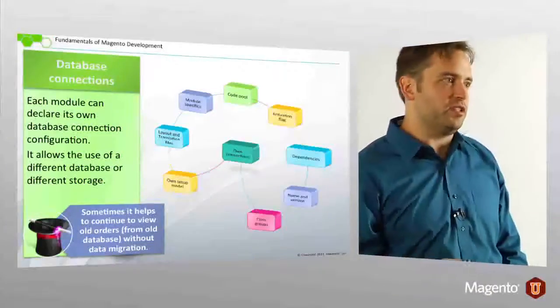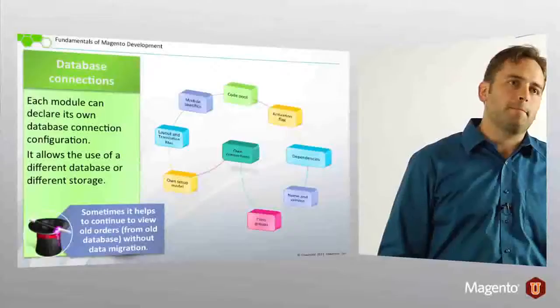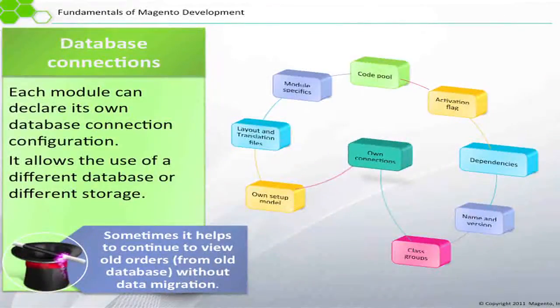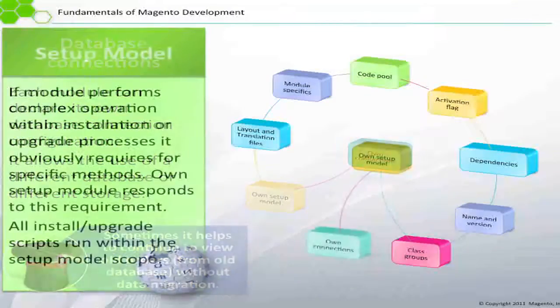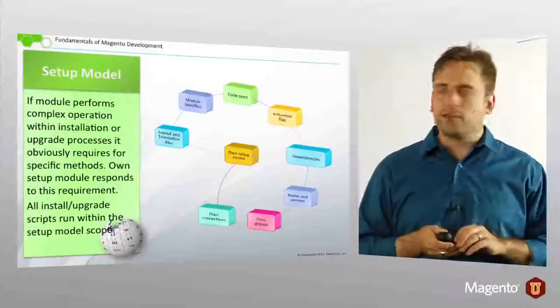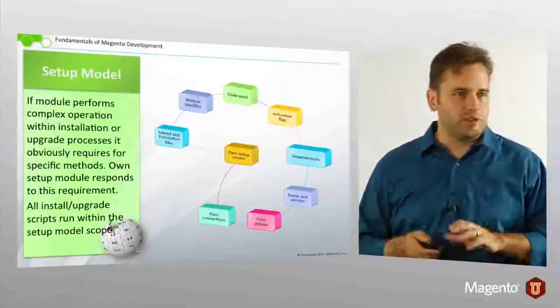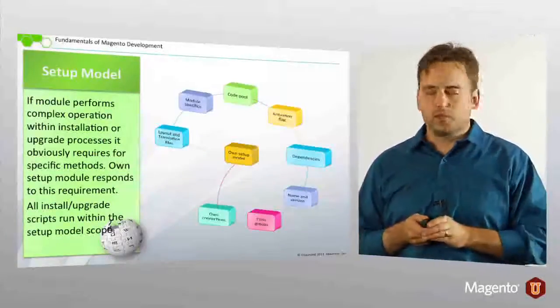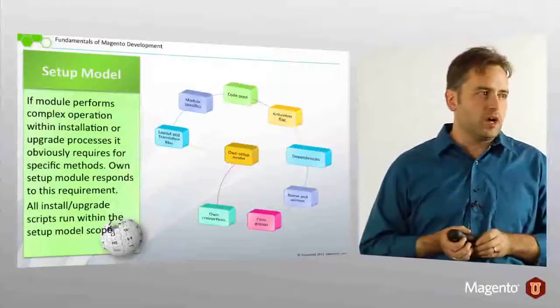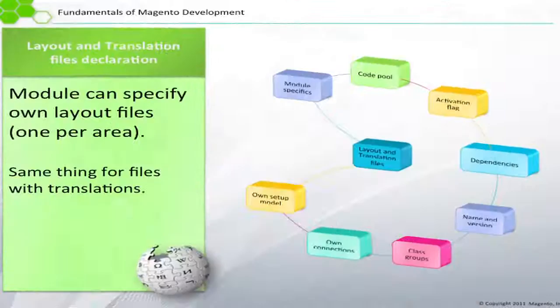Additionally, we can set up database connections. You can set up a different connection, say if you want to move archive some sales order data into a separate database. Then the setup model. All right, so setup models, again, Thursday. If you have some kind of complex logic that your module needs to install, you can create your own setup model and specify that logic in there, especially if you need to grab information from other models. Depending on the time that we have, we'll look at that. We'll at least look at it in the context of the catalog module, but we may not do that in our own module. You can also specify layout and translation files, one per area, so front end and admin.